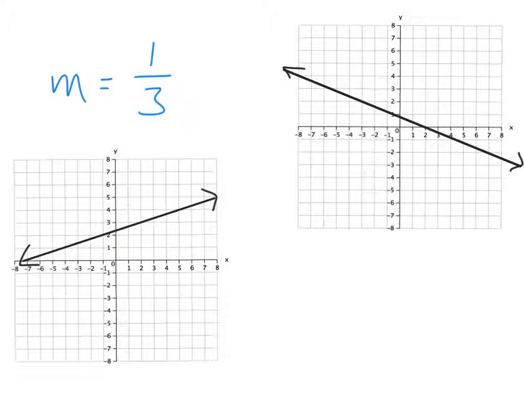Notice I'm looking for points that are right on the grid, because like this point here, I don't know exactly where it's at, so it's hard for me to count up and over. If I find something that's exactly on the grid, then I know I can go exactly up 1, over 1, 2, 3, and there I am.